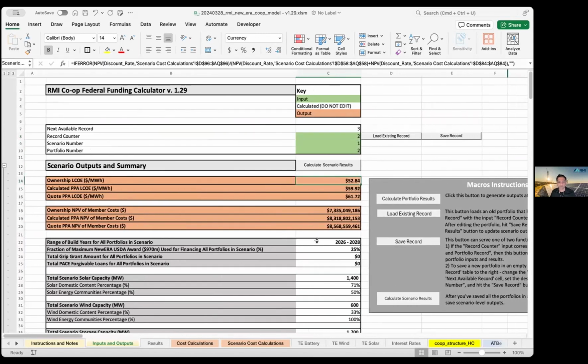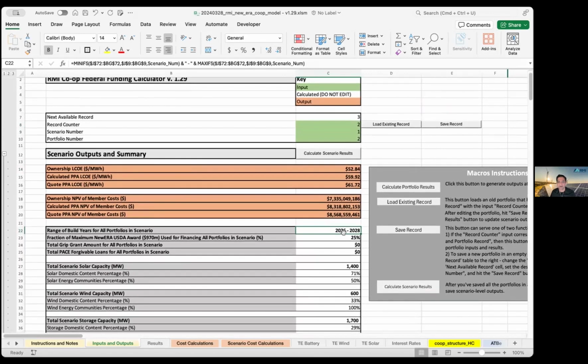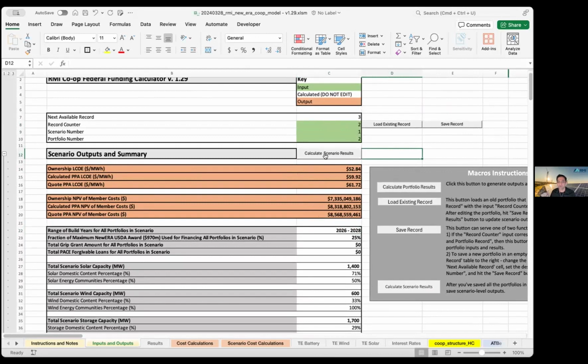This is great. This is my portfolio. I see I've got a range of build years from 2026 to 2028, but I actually need to take another step. This portfolio has some scenario results here, but these scenario results are not current, because I just saved this new record and I've got two new portfolios here. I need to hit calculate scenario results before I can see what the overall story is for both assets, so that I can compare ownership to the PPA cost for the overall scenario that I've put in here.